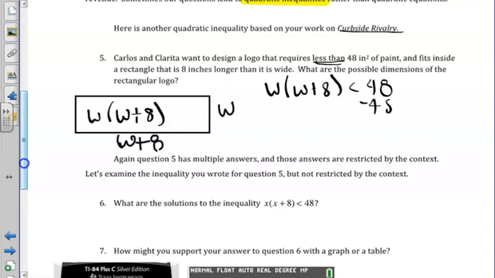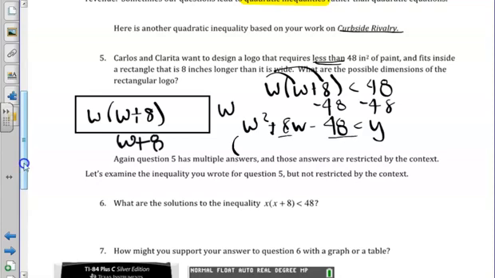If I bring the 48 to the other side and I distribute the w, I should get w squared plus 8w minus 48 is less than, and that will be a 0 or a y. So there's my inequality. Now we're going to do the same thing we did when we solved. We find two numbers that multiply to negative 48 and add to 8. Those two numbers are negative 4 and 12.